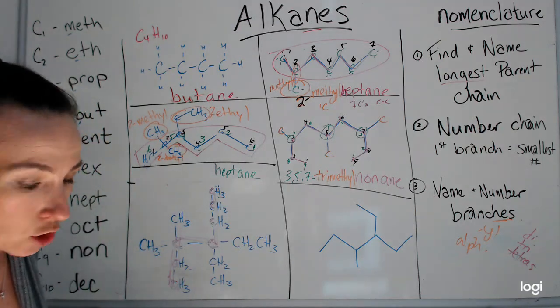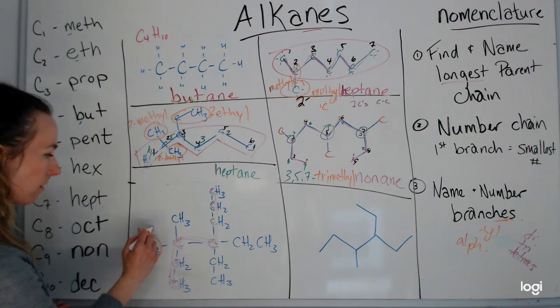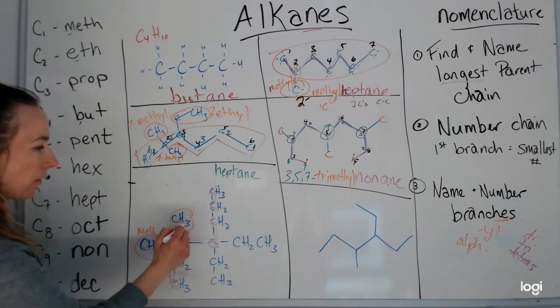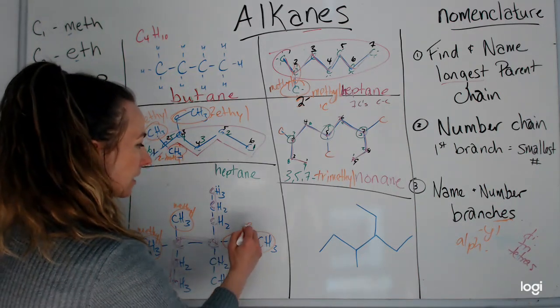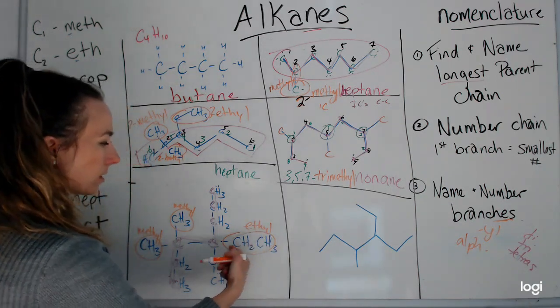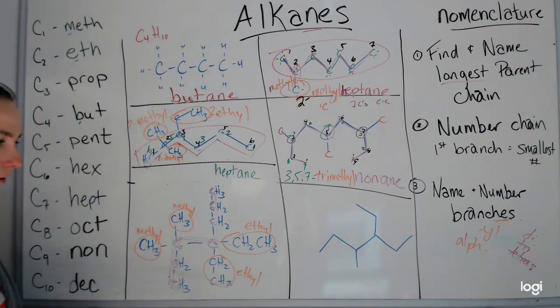So my parent chain, the longest parent chain, is 7 carbons long, and they're all singly bonded. In terms of branches here, I have a methyl, I have another methyl, and this guy is an ethyl, 2 carbons together, and this guy is also an ethyl, 2 carbons together.